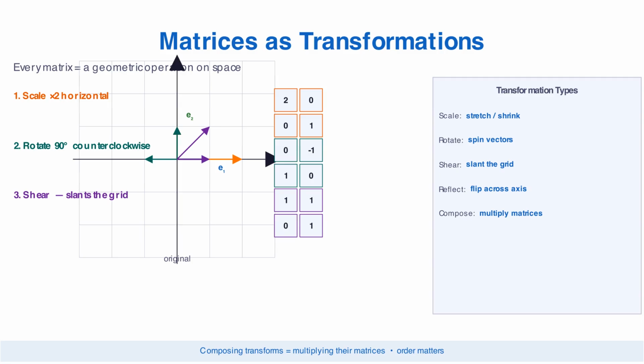Now here is the key insight: when you multiply two transformation matrices together, you get a new matrix that represents doing both transformations in sequence. This is why composing neural network layers means multiplying their weight matrices. Every layer transforms the input space. Each multiplication adds another transformation. The final output is the input after passing through every transformation at once.